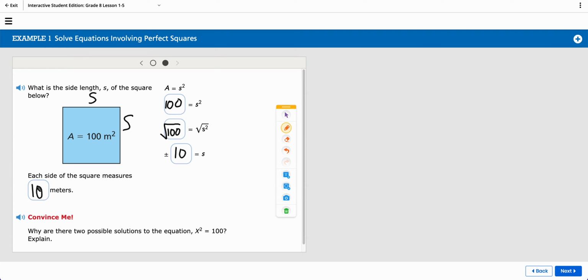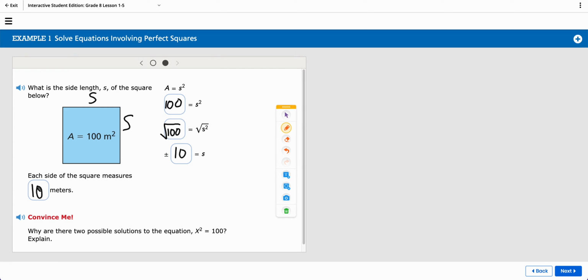Why are there two possible solutions to the equation x squared equals 100? We came up with two solutions, then we chose the one we wanted. But why are there two solutions here? Because positive 10 times positive 10 is 100, or negative 10 times negative 10 is 100. But wouldn't it go for negative 10 and a positive 10? Negative times a positive is what? It's a negative.